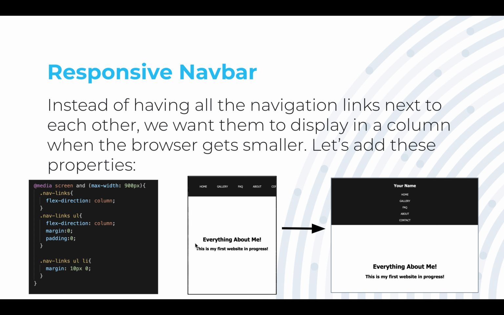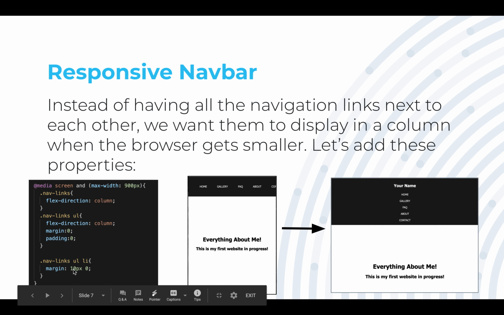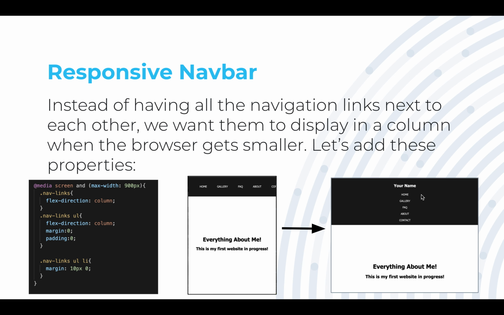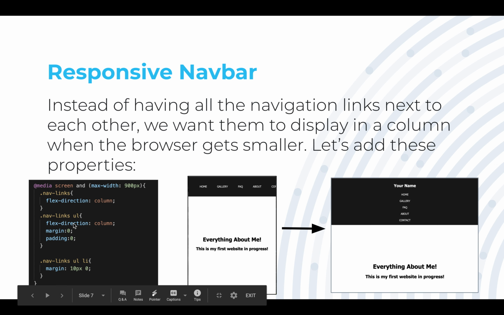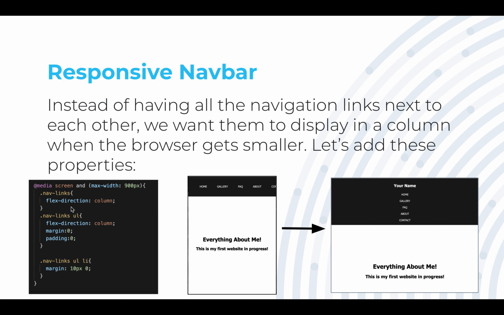This is going to be a row and this is going to be a column because they're all sitting next to each other. We're also going to add margin 0 and padding 0 because we've added some extra margin and padding here and we don't really want that. It would look really long if we did. And we set a margin of 10px for each link, just so that between each link there's a little bit of space. So the most important part in adding responsiveness to our website is the flex direction column.